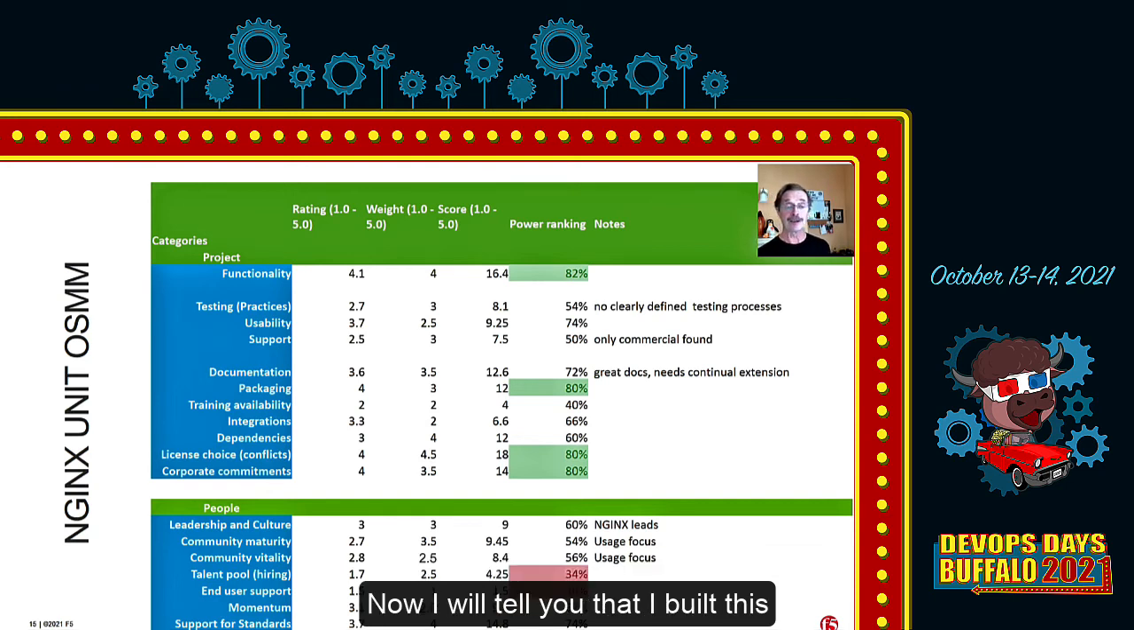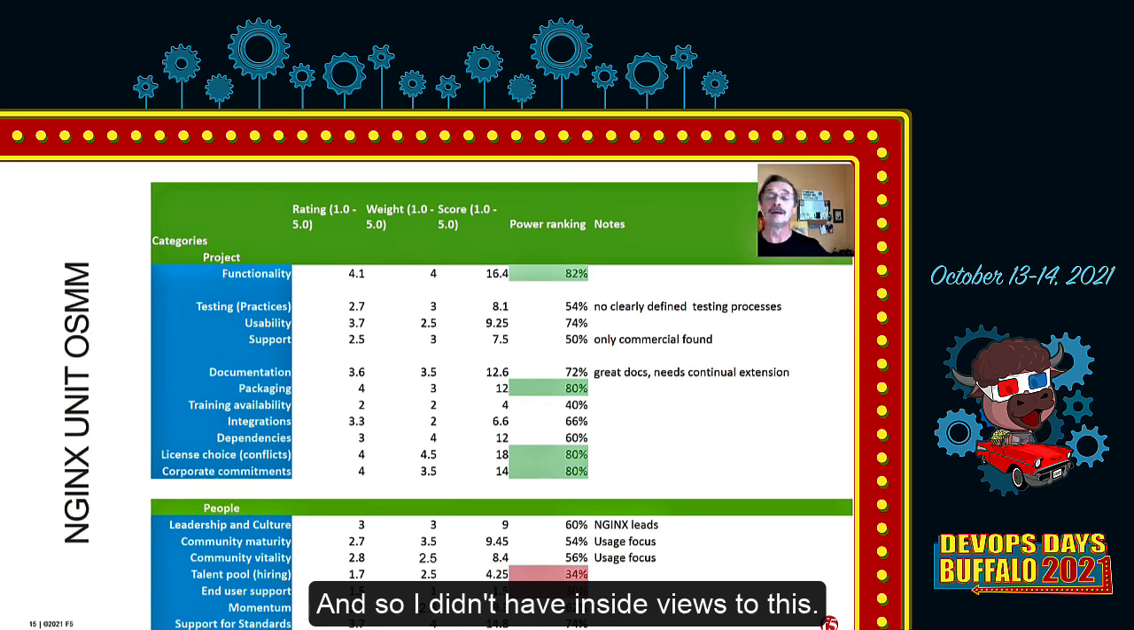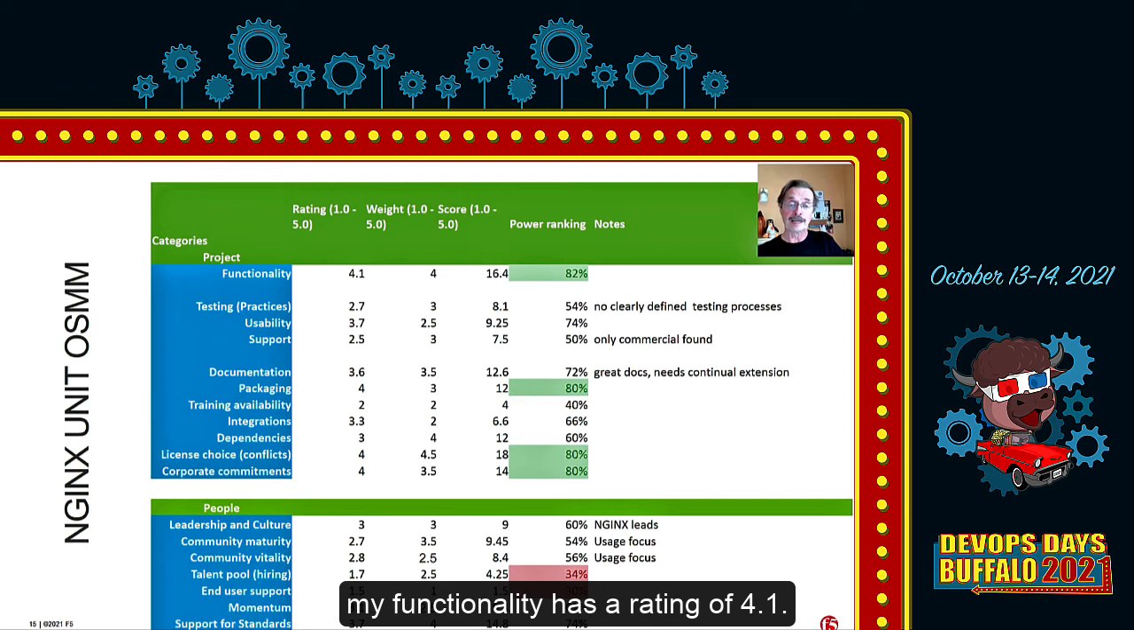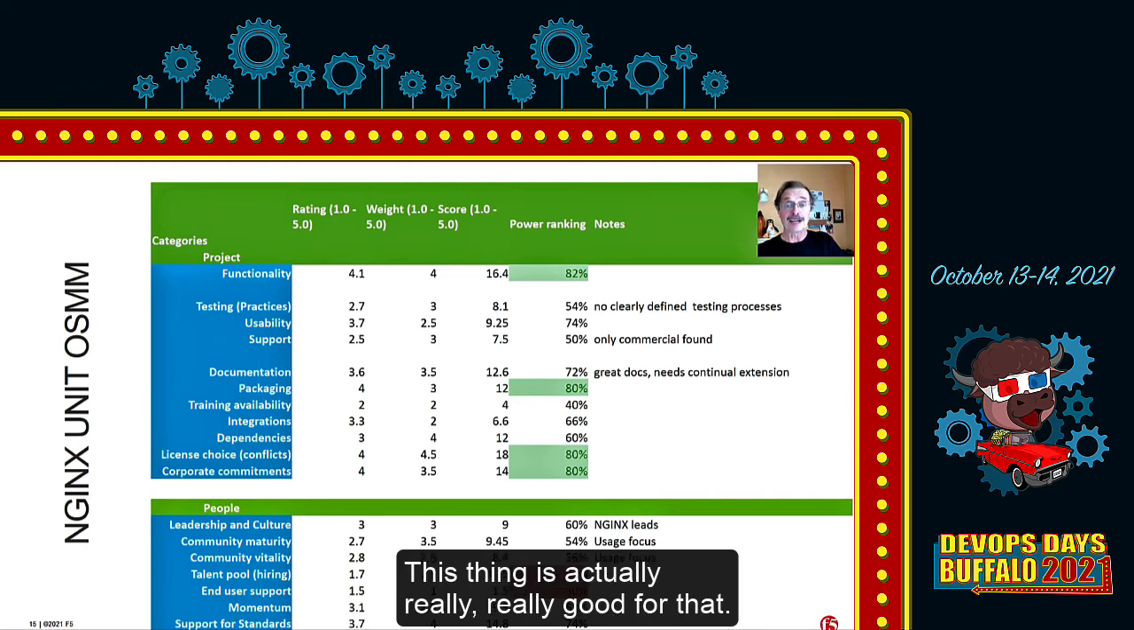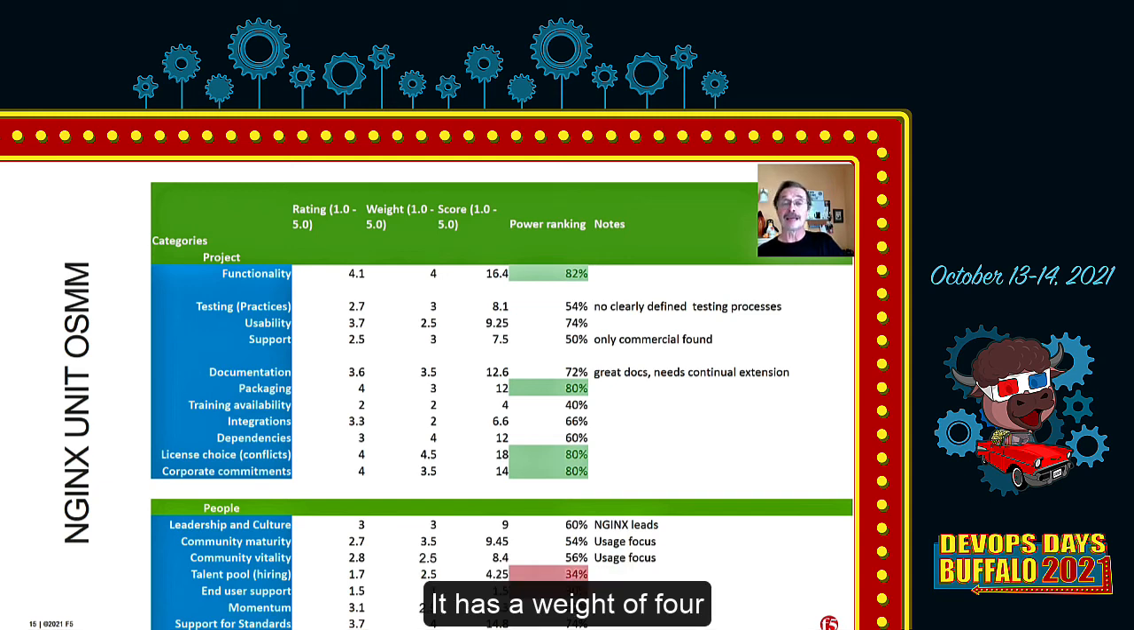Now, I will tell you that I built this while I was interviewing. And so I didn't have inside views to this. Over here, you can see that, for instance, my functionality has a rating of 4.1. This thing is actually really, really good for that. It has a weight of 4, and therefore it has a score of 16.4.